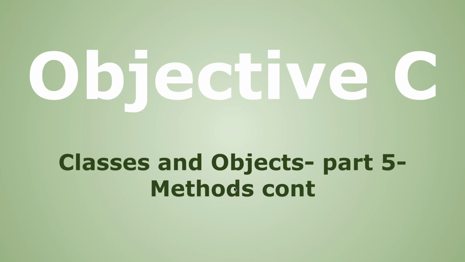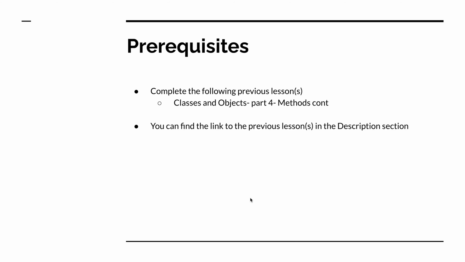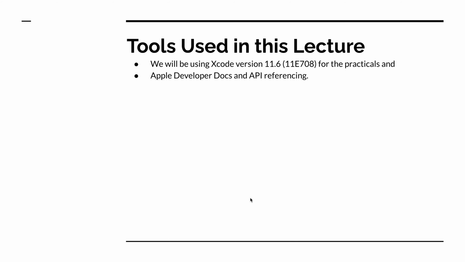Hi everyone. The lesson is Classes and Objects Part 5, Methods Continuation in Objective-C. So this is Part 5 and it's a continuation of methods. You need to make sure you look at Part 4 also, which is also about methods, before this lesson. We'll be using Xcode version 11.6 and these tools for referencing.